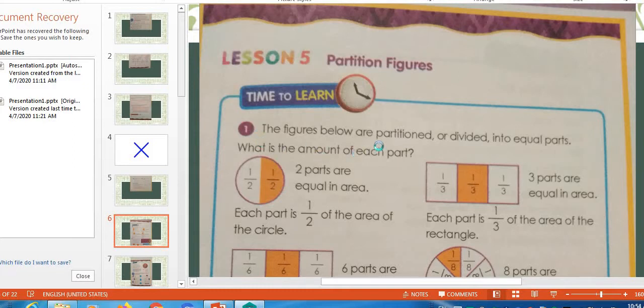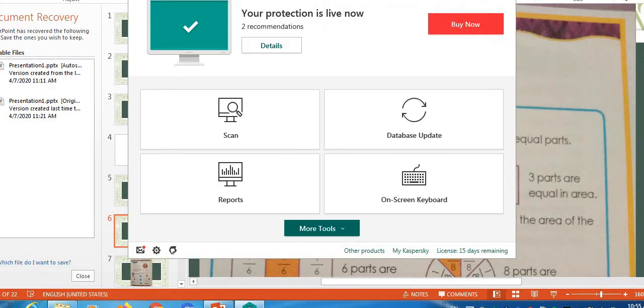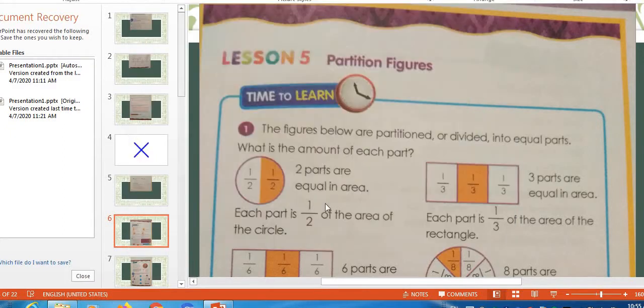The figures below are partitioned or divided into equal parts. What is the amount of each part? In this circle I have half and half. Okay, again, what's the amount of each part here?